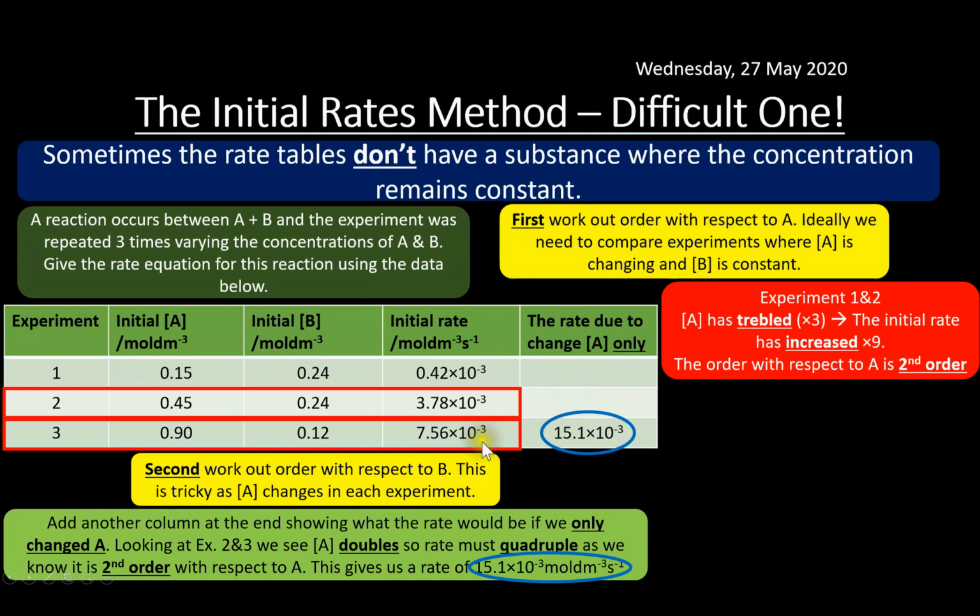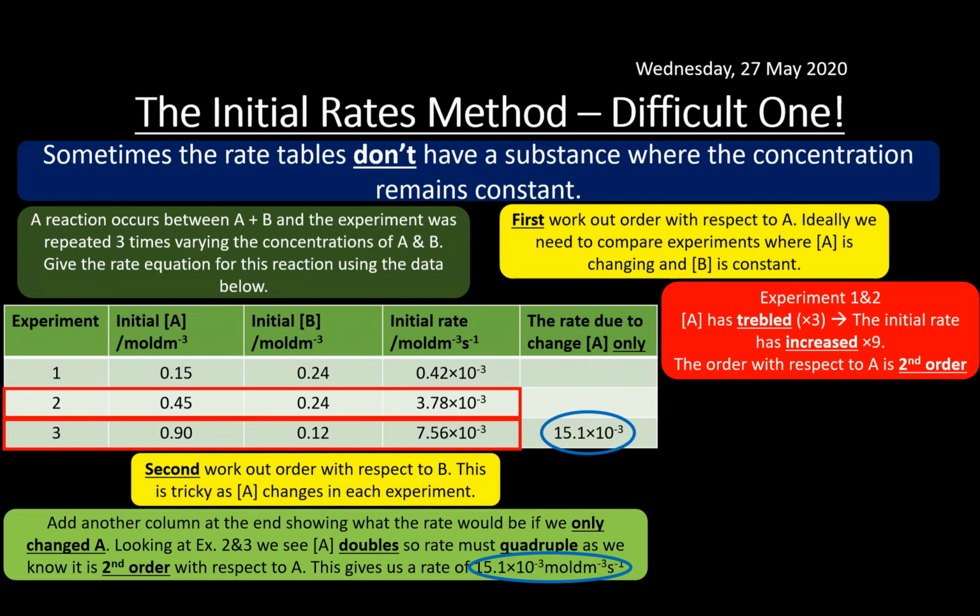Now we can see that in practice the rate isn't that. So B must have some kind of impact on rate, because if B didn't have any impact, in other words if it was zero order, then the rate in here would be equal to that rate there, because this is showing the effect only of A.